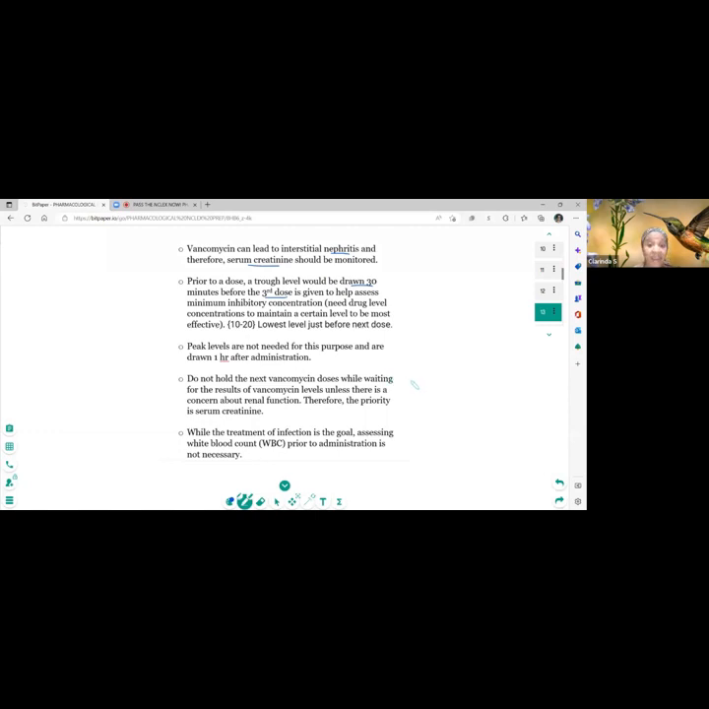The peak is drawn an hour after. So it wasn't really needed. We don't really need to check the peak before we give a medication because that was after the last dose. They drew that an hour after administering the last dose. We don't want to hold doses. So we talked about that. The priority is going to be checking that serum creatinine. And then our white blood cell count is going to help assess how well the infection is being treated.